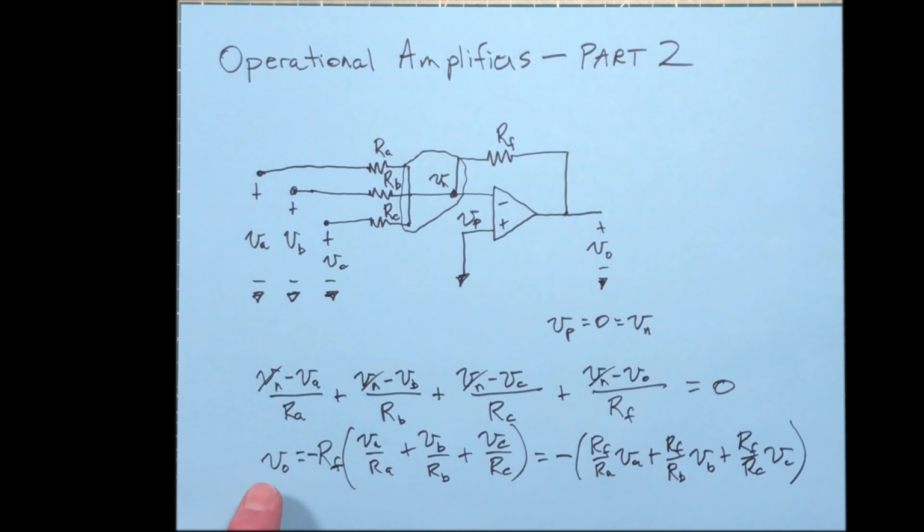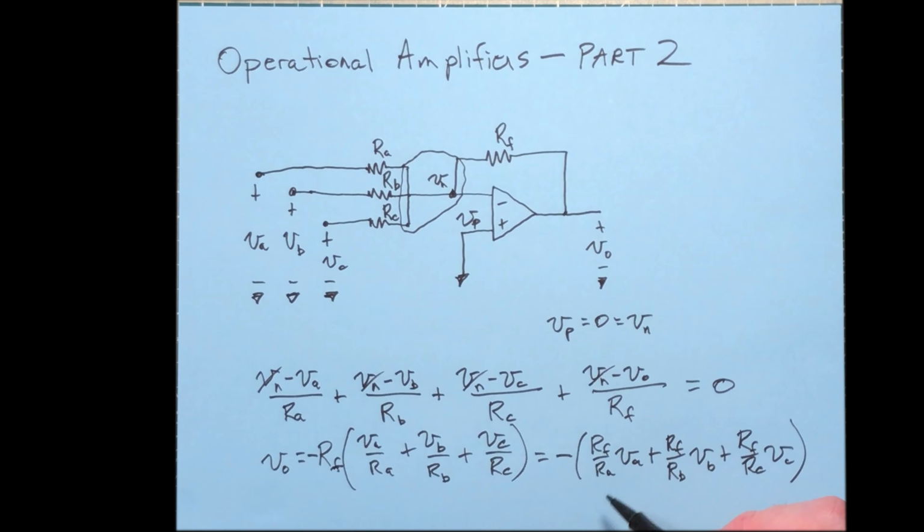Now, notice that we've solved for the output in terms of the inputs. And the inputs were V sub A, V sub B, and V sub C. And you'll see that the output is the sum of those, but we've got these coefficients up front that's really a ratio of the resistances, and that's what adds the scale to this. So the output is a scaled sum of the inputs. And you see it's inverted, so we've got the negative sign there.